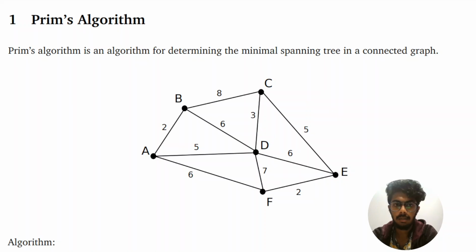Today we are going to discuss Prim's algorithm. Prim's algorithm is an algorithm for determining the minimum spanning tree in a connected graph.